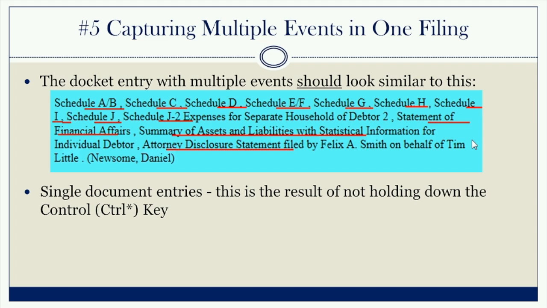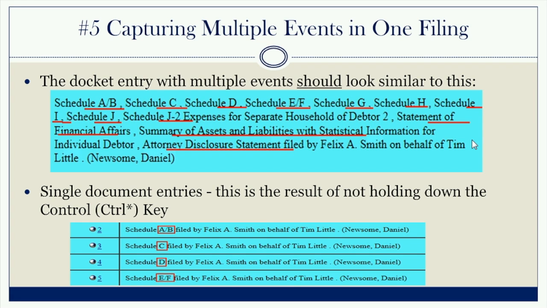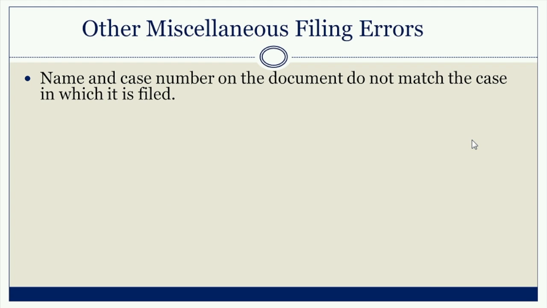Okay? The docket entry with multiple events should look like this. Now the underline is indicating a separate event. Okay? So holding down the control key, selecting Schedule AB from the tick list, Schedule C, Schedule D, and so on. Okay? That's what we want you to do. Fewer submissions on your side, fewer submissions for us to review and to see.